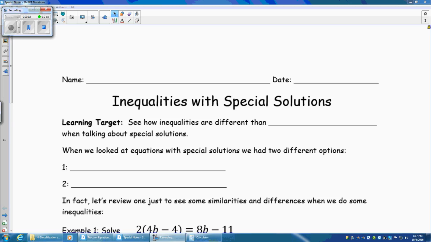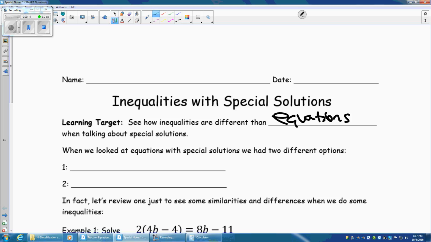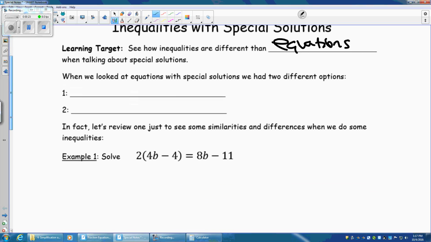All right, so here are some notes on inequalities with special solutions. My learning target for these is that we can see how inequalities are different than equations. I'm talking about special solutions. When we look at equations with special solutions, we had two different options or two different answers that we could talk about. The first one is there is no solution.